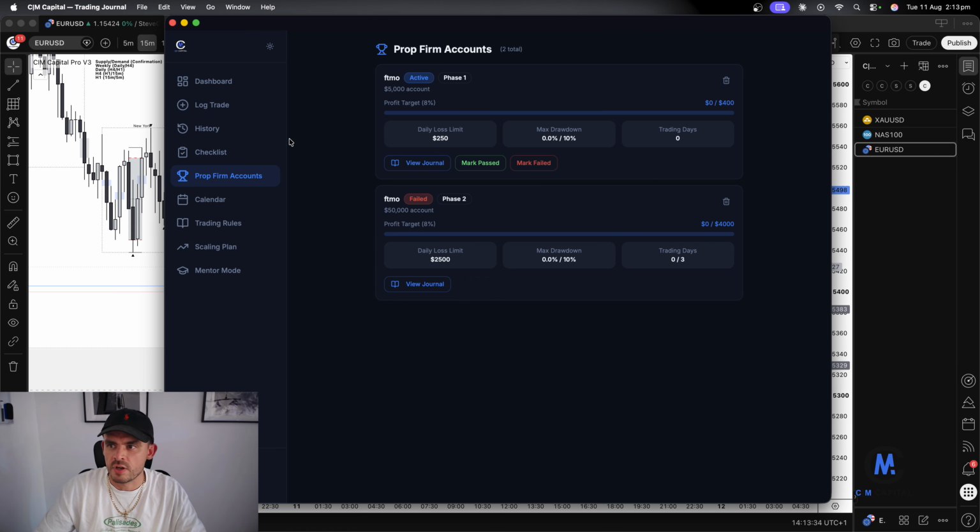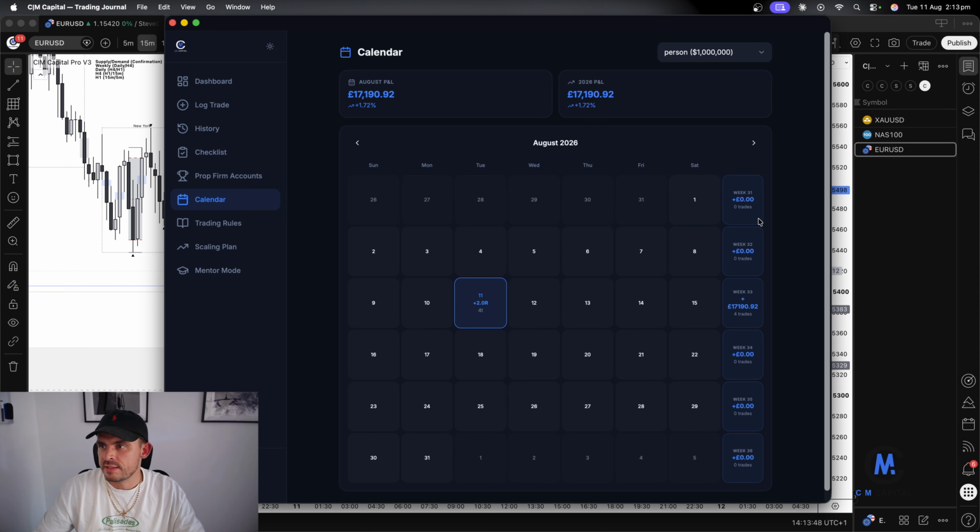Then account prop firms. We've got accounts here. So these are all the accounts you create. So you can create accounts, get them on there, and you can see what ones you've passed, you've failed, and so on. Calendar. This is a cool feature.